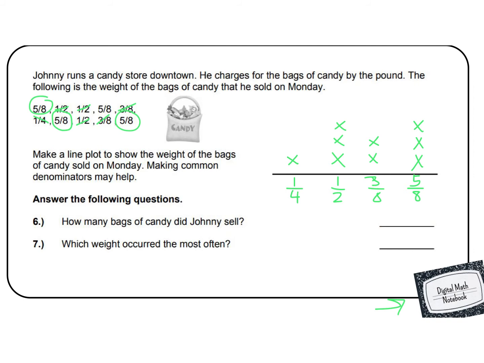Once your line plot is made, we can answer some questions about it. Our first question is, how many bags of candy did he sell? So if we look again at the total number of X's, or the total number of data points we have, we can see that we have 1, 2, 3, 4, 5, 6, 7, 8, 9. He sold 9 bags of candy. Which weight occurred the most often? Remember, that's the highest. But in this case, look, we have a tie. So we need to write both of them. 1/2 and 5/8 had the same number of X's, so they both were the most.